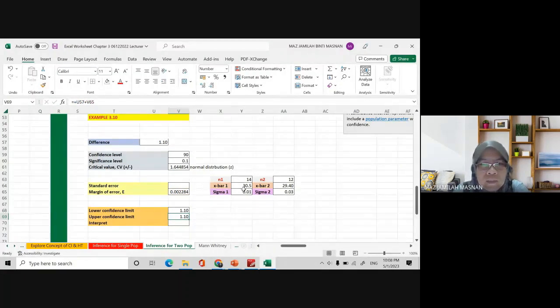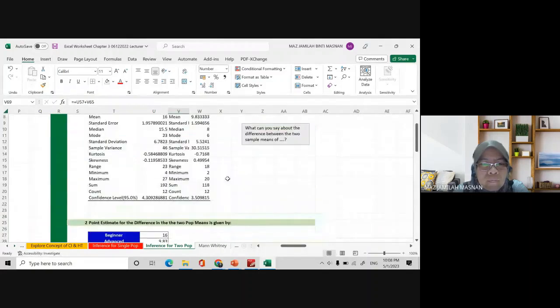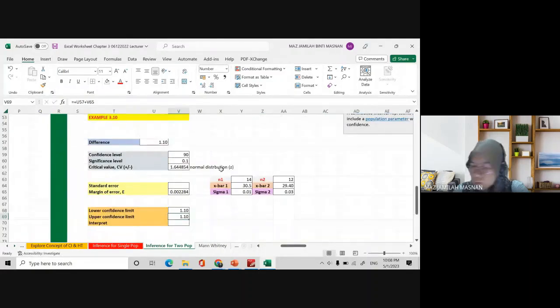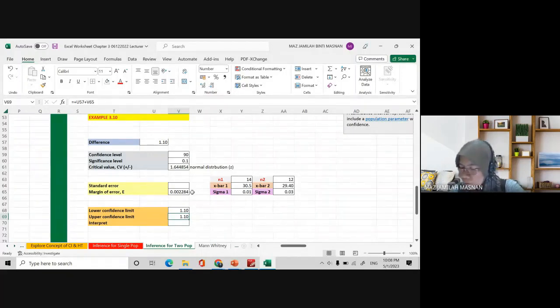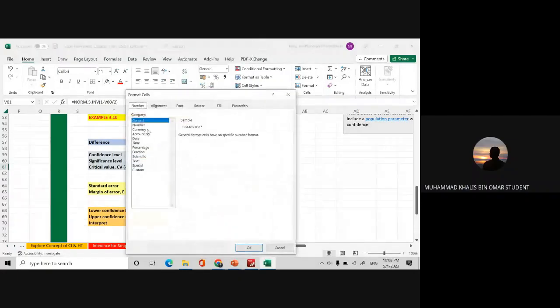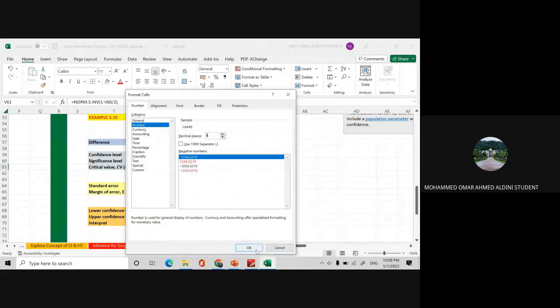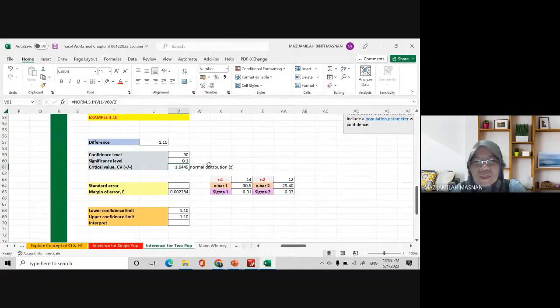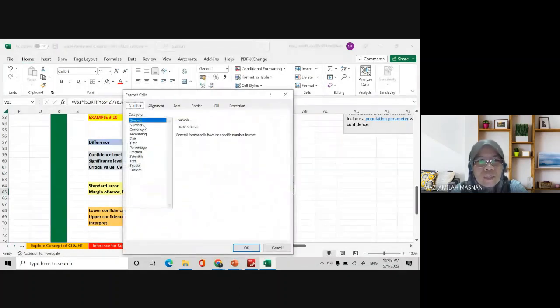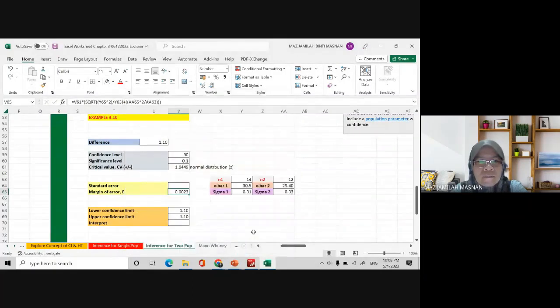Do you have any suggestion why the answer is approaching the same value, class? The margin of error is 1.644. Let's say we use up to 4 decimal points. Class, are you all with me?